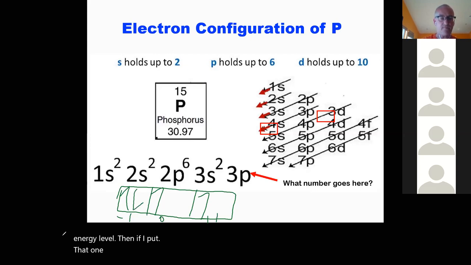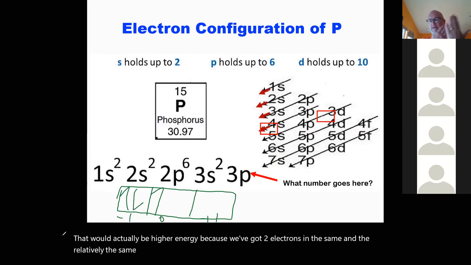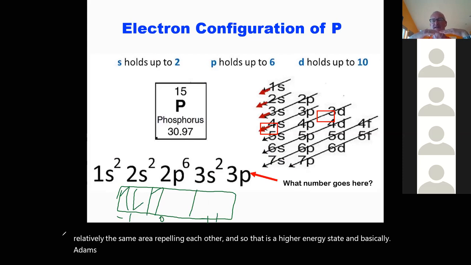And then that would actually be higher energy because we've got two electrons in the same area repelling each other. And so that's a higher energy state. And basically atoms will go to the lowest energy state possible. So they will give off energy to get to the lowest energy state possible.